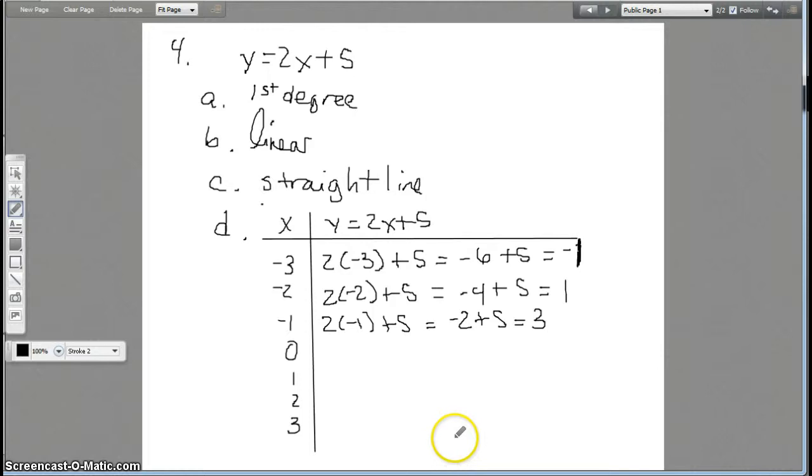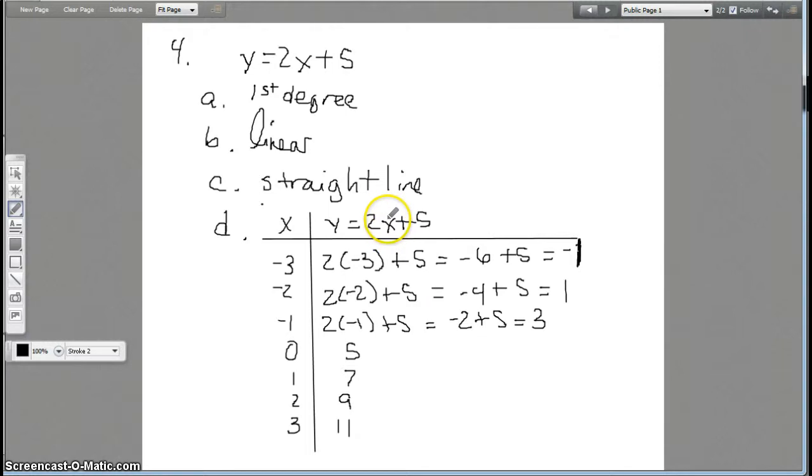And we can continue on down our list. And what we will end up with is, for 0, we'll get 5. For 1, we'll get 7. For 2, we'll end up with 9. And for 3, we'll end up with 11. So those are going to be the values that we'll get when we actually plug our value in for x in the equation. So now for part E, it says graph the function.